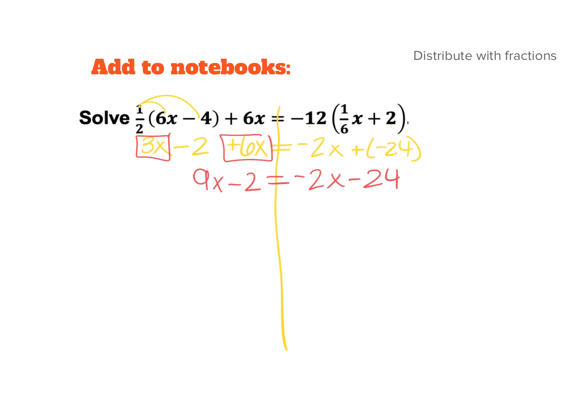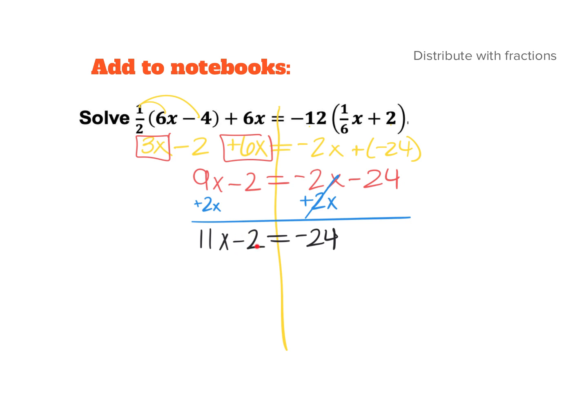Since negative 2x has a smaller coefficient, that's going to be the one I'm going to get rid of first or cancel out. So I'm going to add 2x on both sides so that I can get my x's on the left. I have 11x minus 2 equals negative 24. It's getting a little bit simpler here as we go.